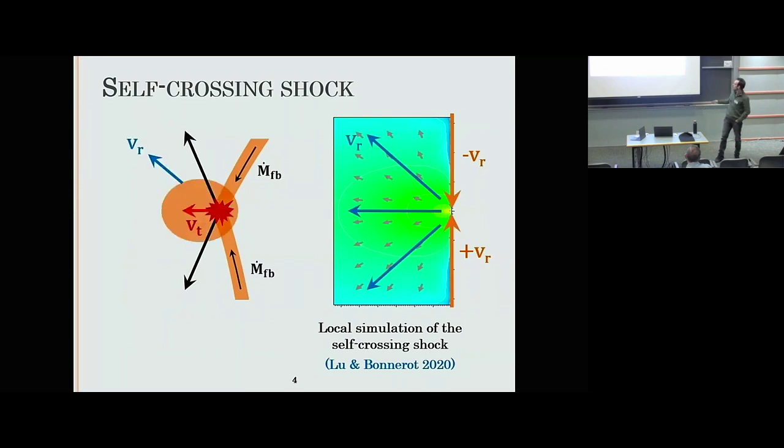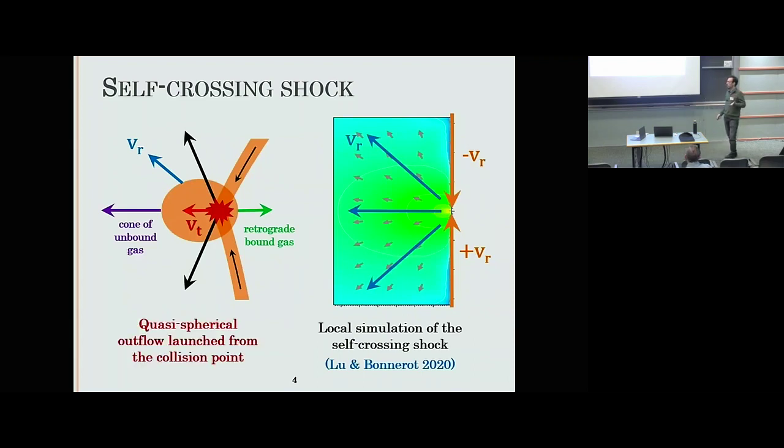So when we boost this picture back in the lab frame, now the outflow has a velocity profile that is a combination of an expansion in blue with also a net speed towards the left. Interestingly, one can conclude from this velocity description that there's always a cone of unbound gas moving towards the left, and there's also gas moving on retrograde orbits towards the right. But the main takeaway is that the self-crossing shock launches a quasi-spherical outflow from the collision point.